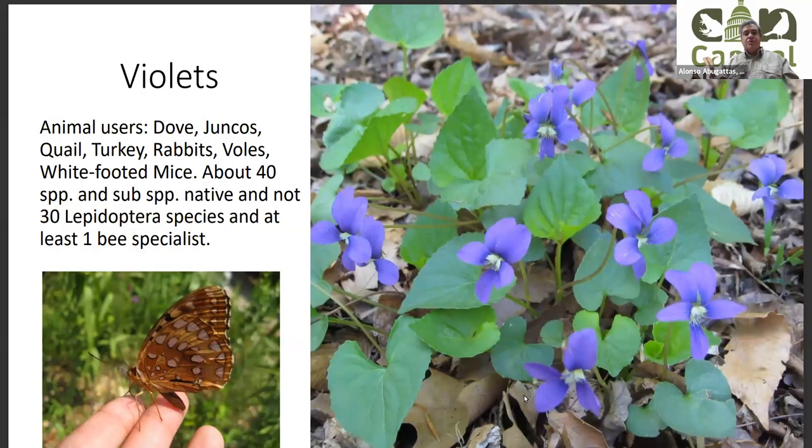Violets, again, let them grow because when you have another bee specialist in there, you have, again, 30 different kinds of caterpillars. So if you see violets in your yard, that's okay. You don't have to be super clean, having a great lawn, because lawns don't feed anything, okay? But violets do. So let the violets grow when you find them.